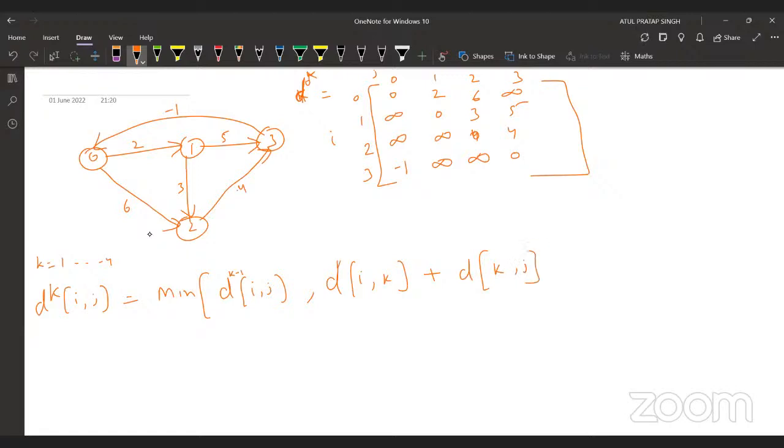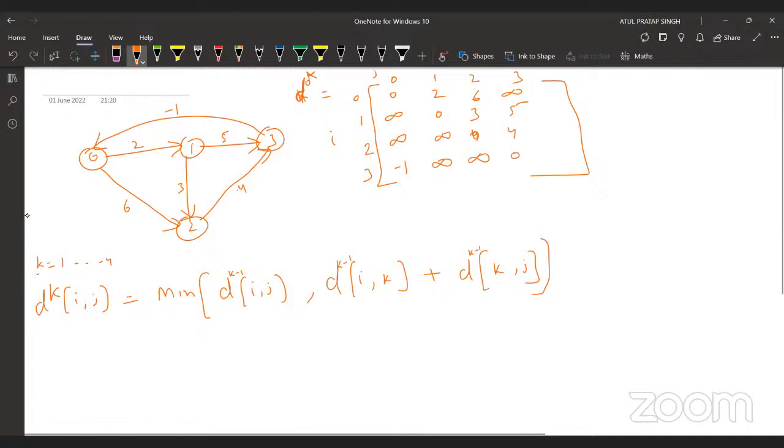But this is taking from K minus 1 and K minus 1. Okay, so this is the formula for the Floyd-Warshall algorithm. This is the general formula. The representation can be different in the formula. So this K represents the matrix number here.